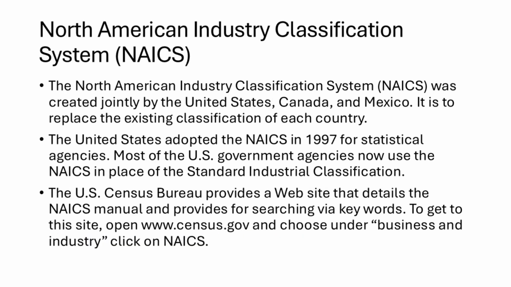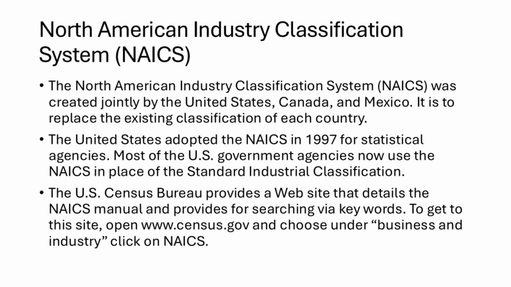The North American Industry Classification System, NAICS, was created jointly by the United States, Canada, and Mexico. It is to replace the existing classification of each country: the Standard Industrial Classification of Canada, 1980, the Mexican Classification of Activities and Products, 1994, and the Standard Industrial Classification, SIC, of the United States, 1987. The United States adopted the NAICS in 1997 for statistical agencies. Most of the U.S. government agencies now use the NAICS in place of the Standard Industrial Classification.